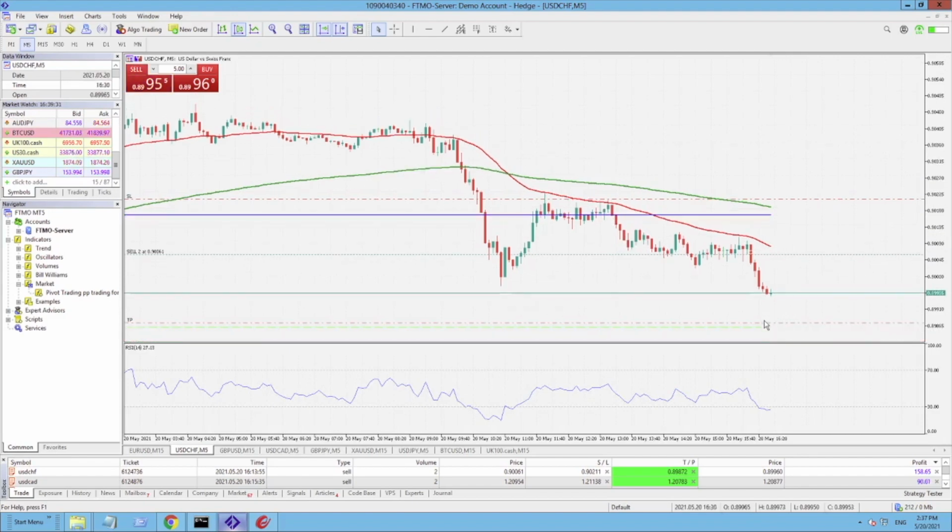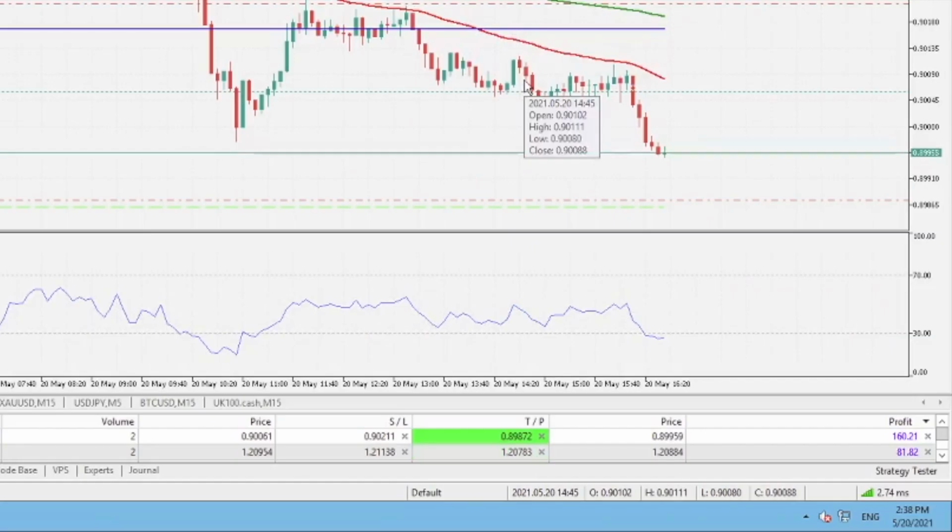So here I put my target just above support 1, and my stop loss pretty much around the highs above the pivot line. So we've got a 1-to-1 on this one. I think we're looking to make 18 pips, risking 15. So again, not a massive trade, and we're getting close to taking our profit.